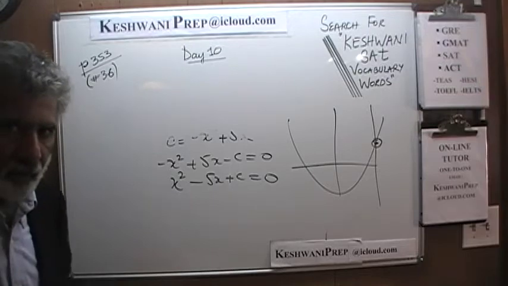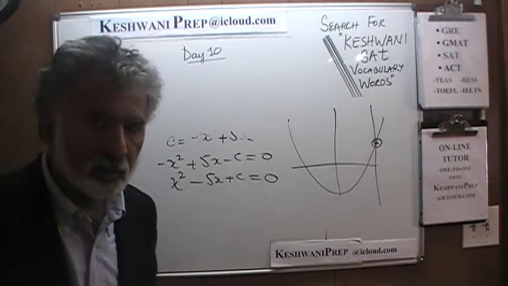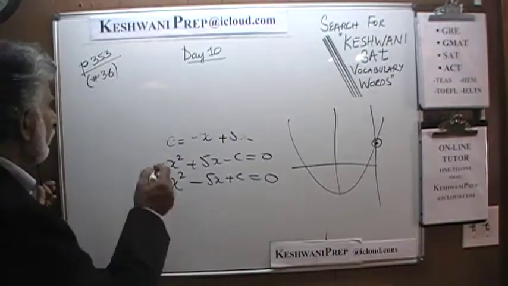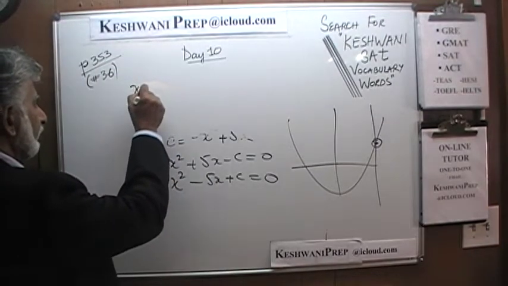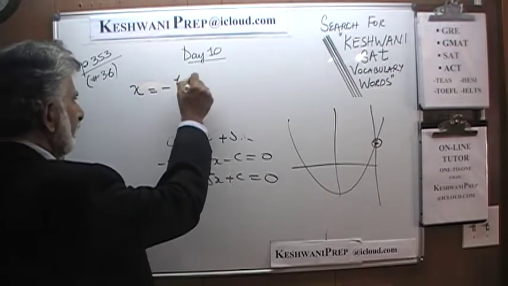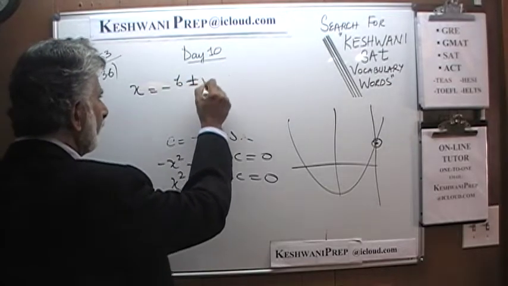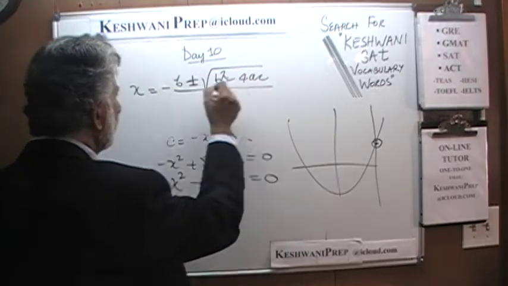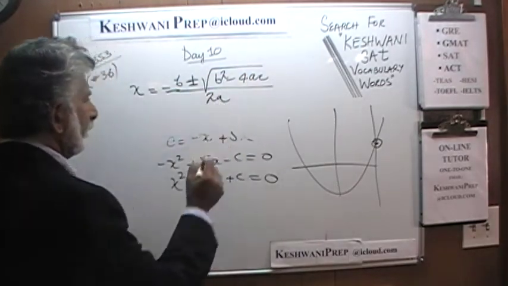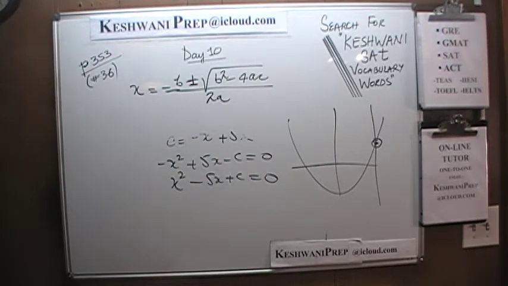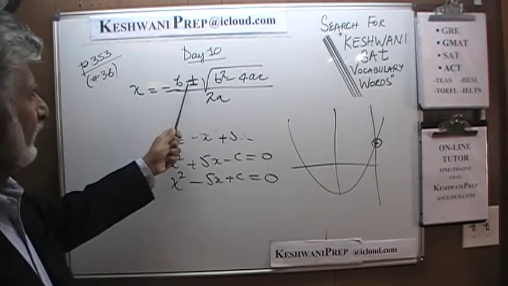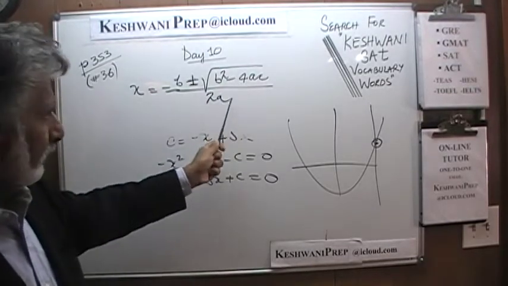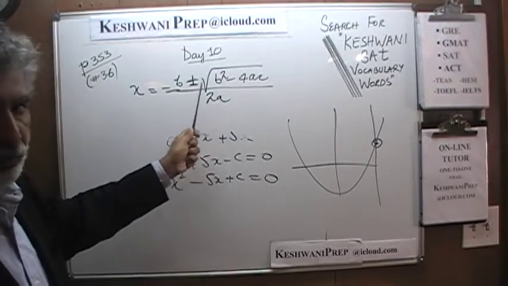So we can't use factorization. We have no choice but to use the quadratic formula. And the quadratic formula goes something like this. It tells us that x has to equal minus b plus or minus the square root of b squared minus 4ac, over 2a. What gives us two solutions is that first we have negative b plus this quantity, and then we have negative b minus this quantity, both of them divided by 2a. This is what generates the two solutions.